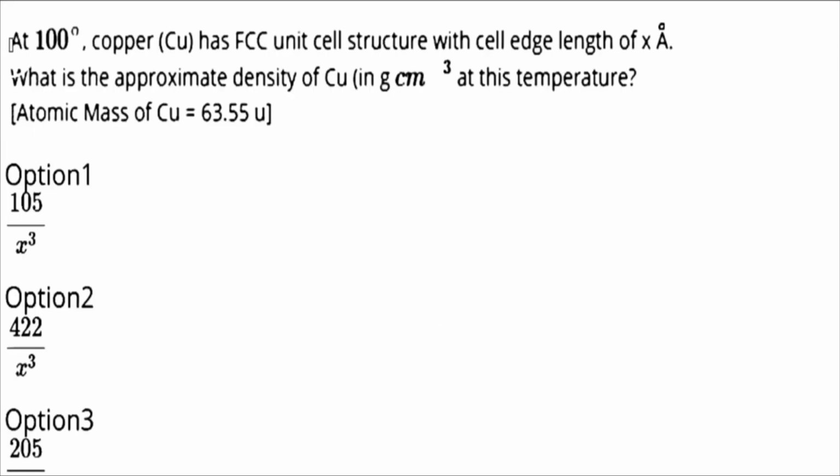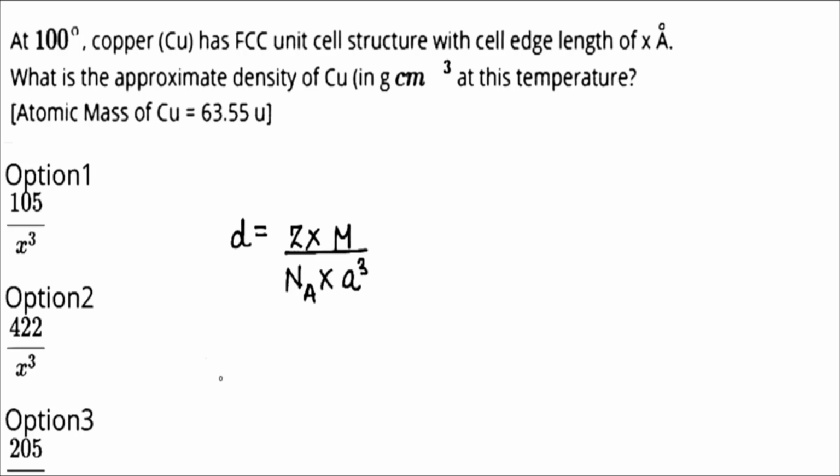The question is, at 100 degrees, copper has FCC unit cell structure with edge length of x angstrom. What is the approximate density of copper in gram per centimeter cube at this temperature? And the atomic mass of copper is given, and these are the options. So the density of the solid is given as Z into M upon Na into a cube, where Z is the number of atoms in one unit cell, M is the molar mass of the solid, Na is the Avogadro number, and a cube is the volume of the unit cell.